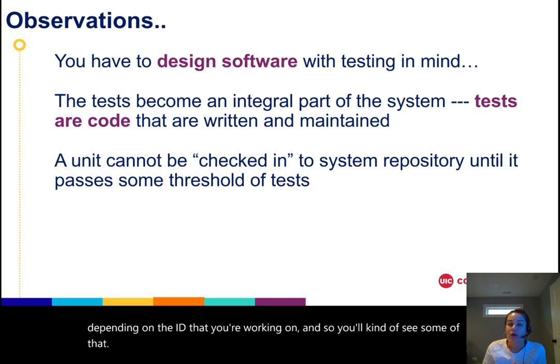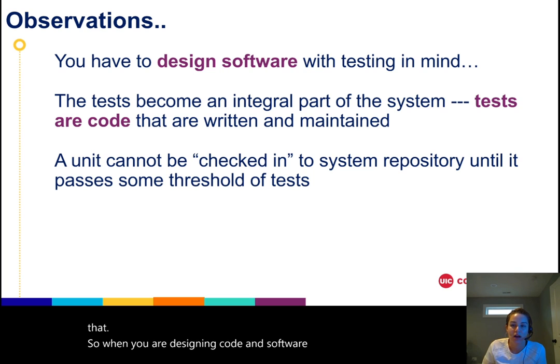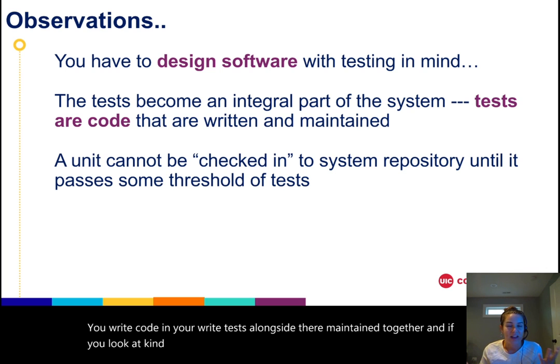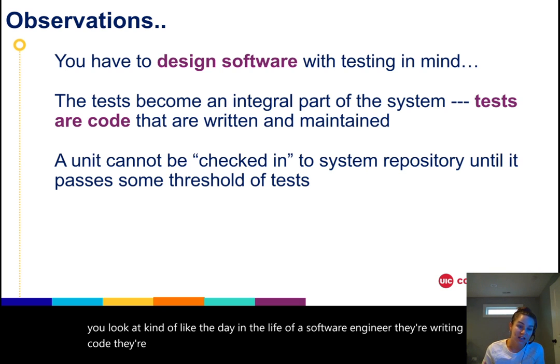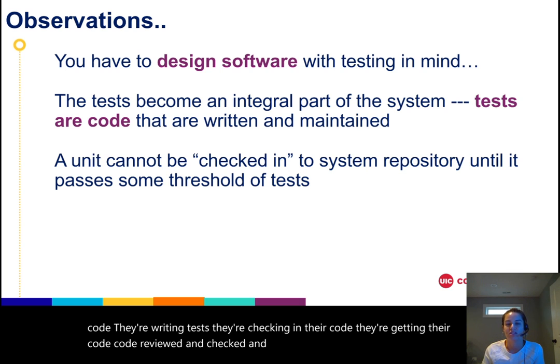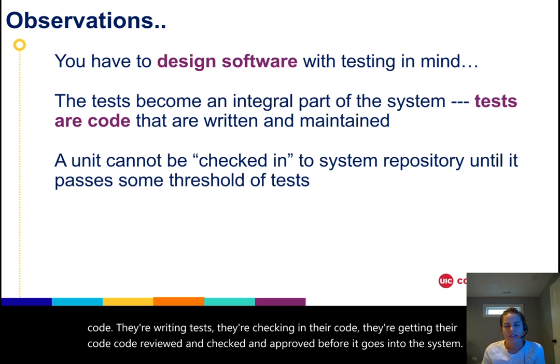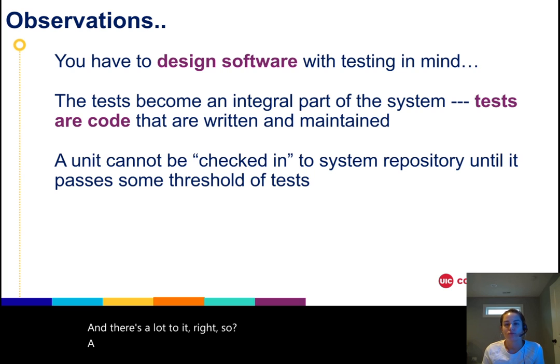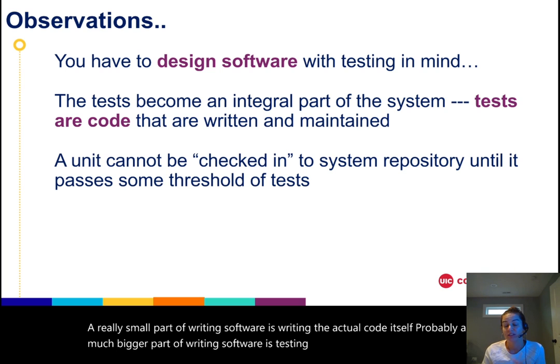So when you are designing code and software, you have to keep tests in mind. You write code and you write tests alongside it. They're maintained together. If you look at the day in the life of a software engineer, they're writing code, they're writing tests, they're checking in their code, they're getting their code reviewed and checked and approved before it goes into the system. And there's a lot to it, right? A really small part of writing software is writing the actual code itself. Probably a much bigger part of writing software is testing it and writing the test cases.